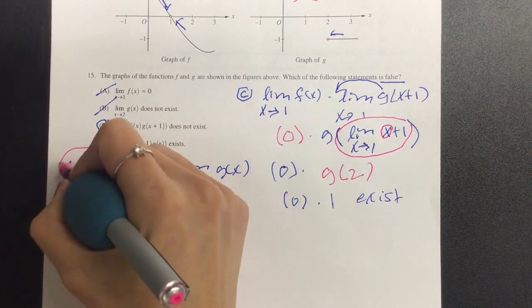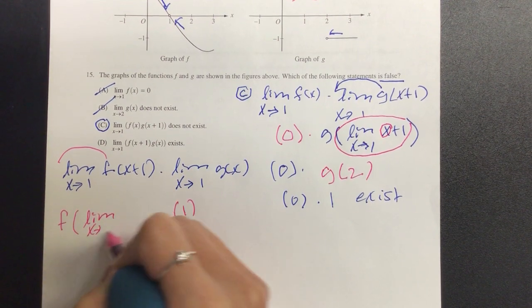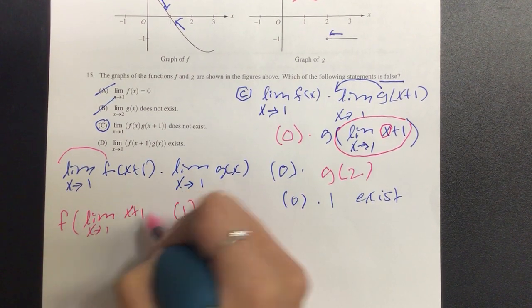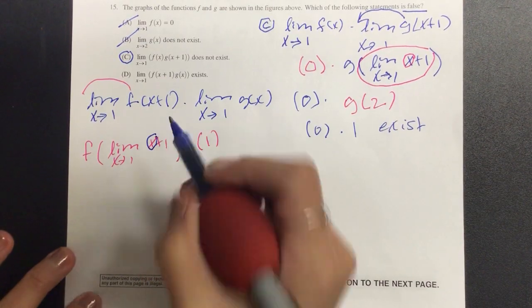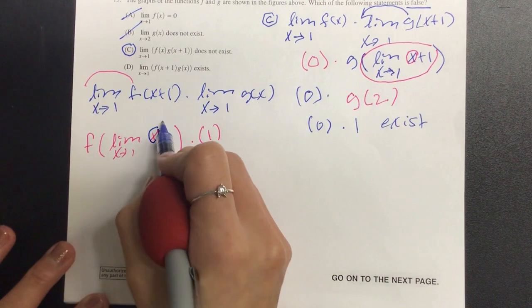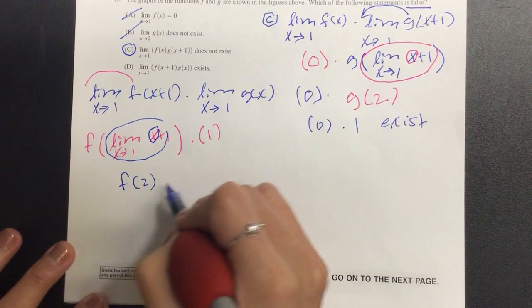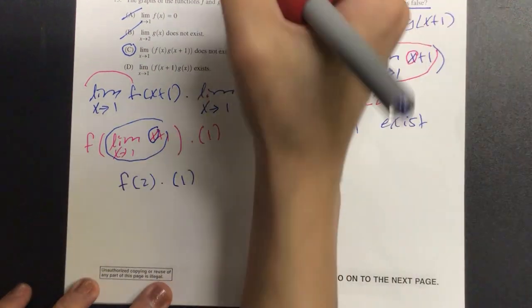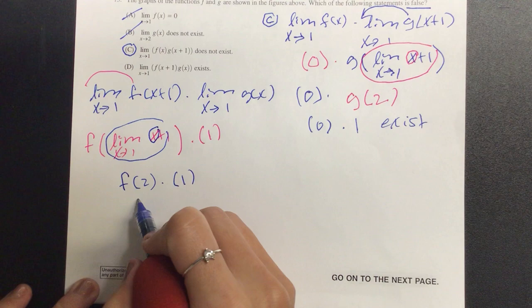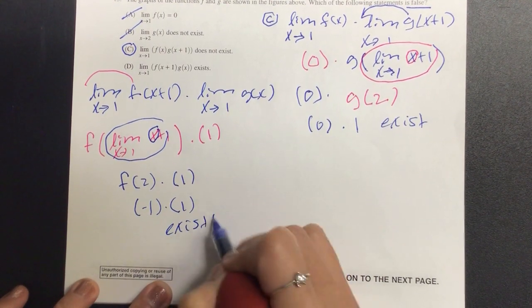So I can bring the f out. So we have f of the limit as x approaches 1 of x plus 1. And we know when I plug in the x value of 1, all this is going to end up in what? F of 2. F of 2 is -1. Yeah, some negative. And it does exist.